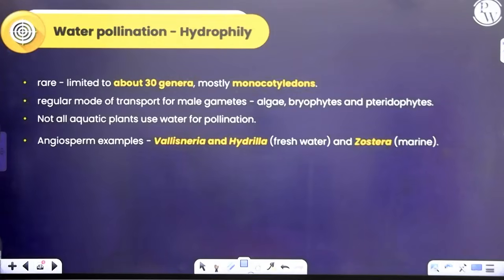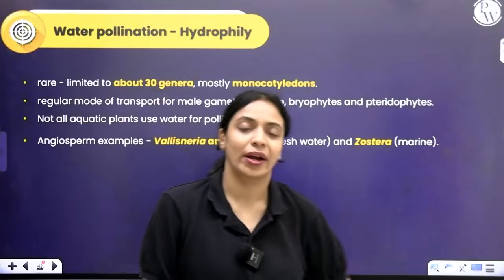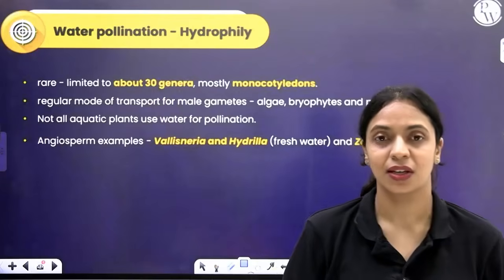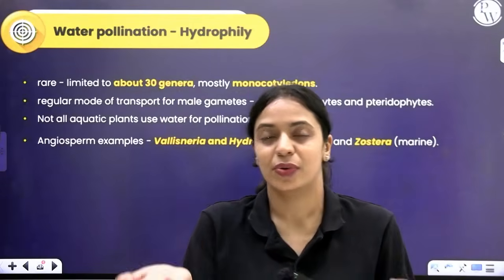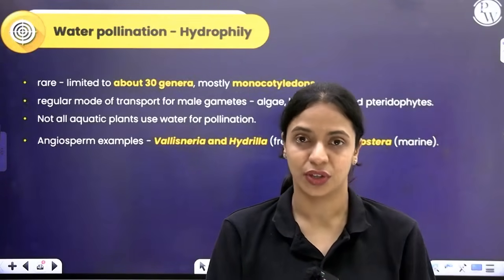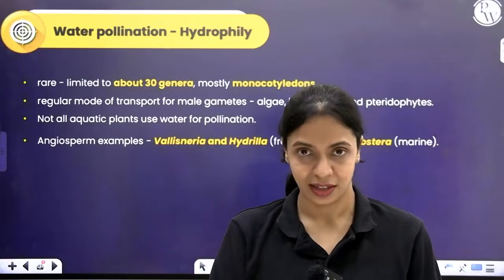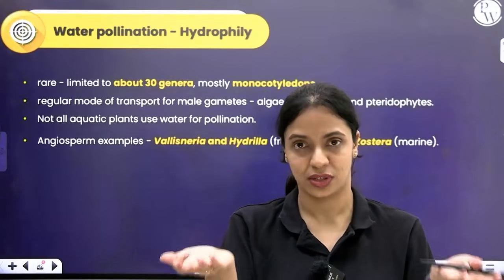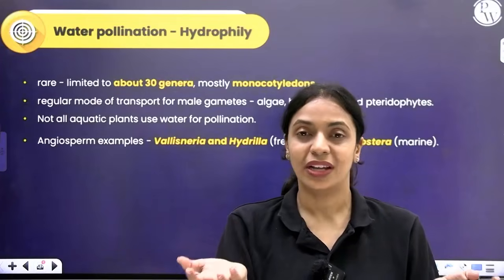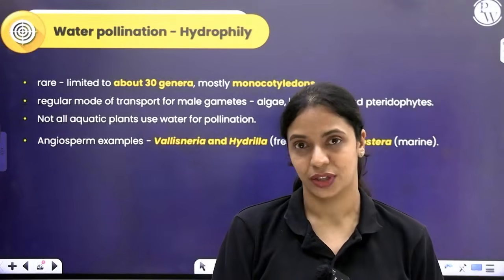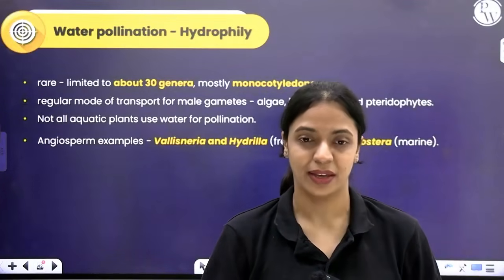let's talk about water pollination. Just because a plant is aquatic doesn't mean it will undergo water pollination. Even if the plant is aquatic and the flowers are produced at the surface like lotus and water lily, pollination can take place by wind or insect as long as the flower is exposed on the surface of water. Only if the flowers are produced inside the water does pollination happen by water.